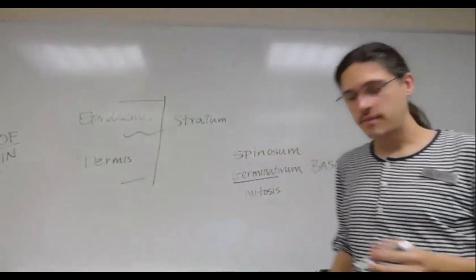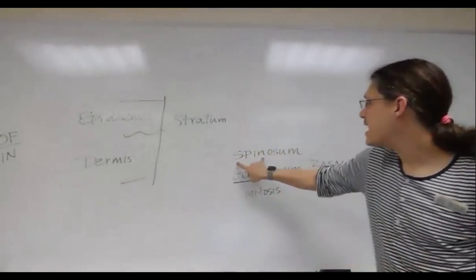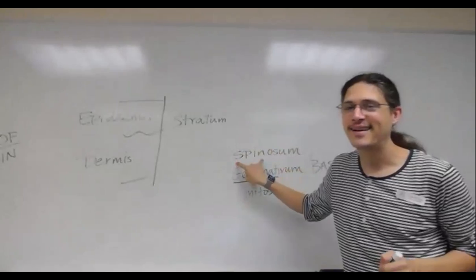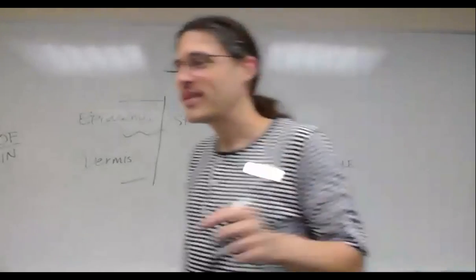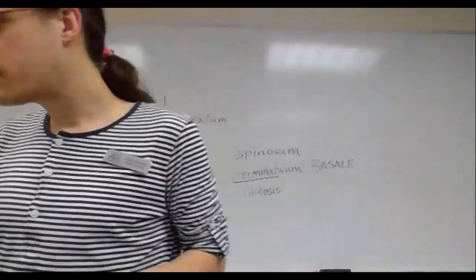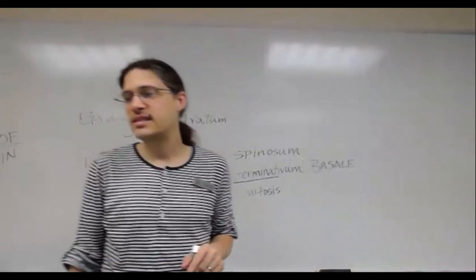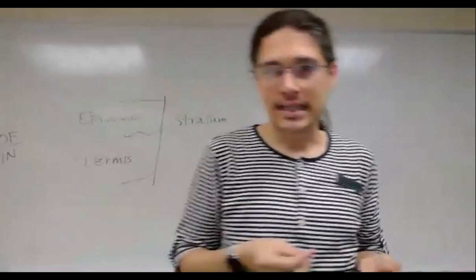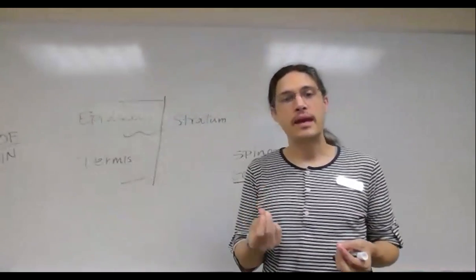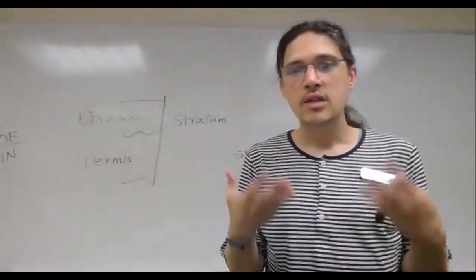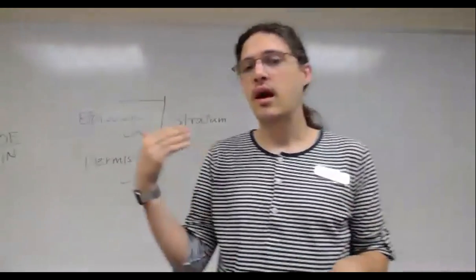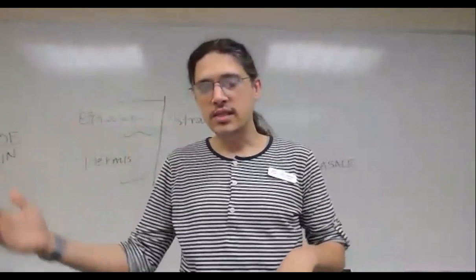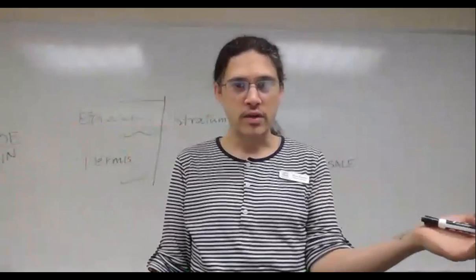Stratum spinosum is named because it is the spiny layer. You see what we did there? Stratum spinosum varies in thickness and consists of irregularly shaped cells containing melanin. Now, melanin is the pigment that gives you your skin color. So melanin is the difference between pale Irish folks and really dark-skinned African folks.